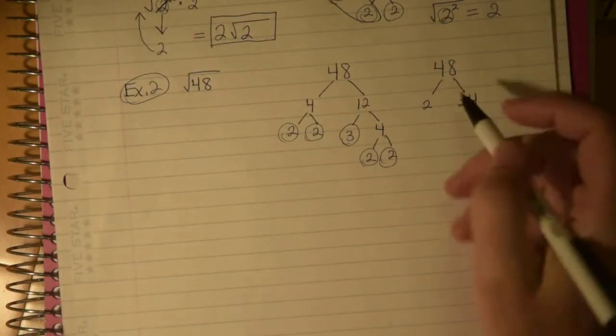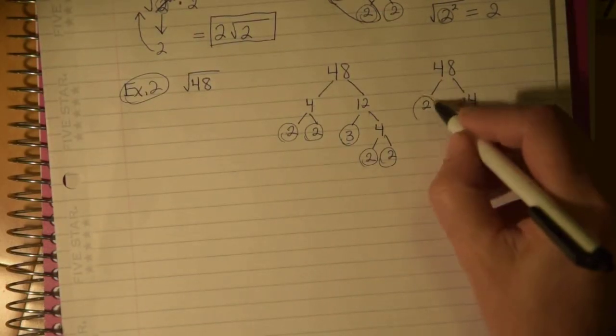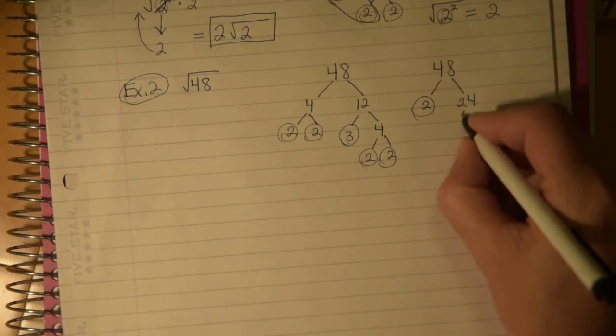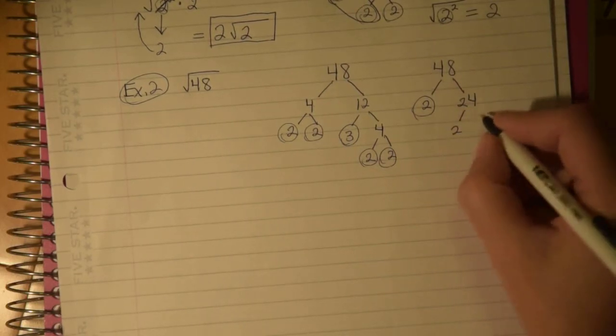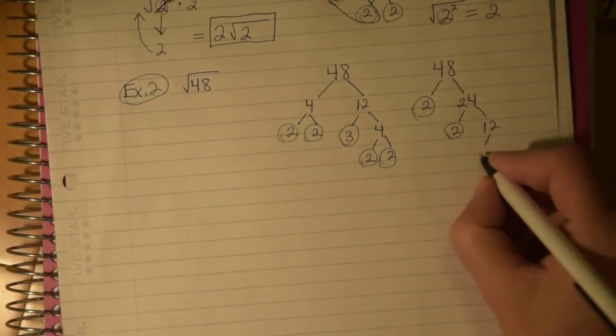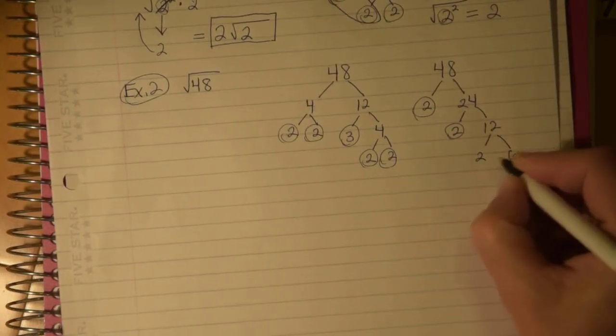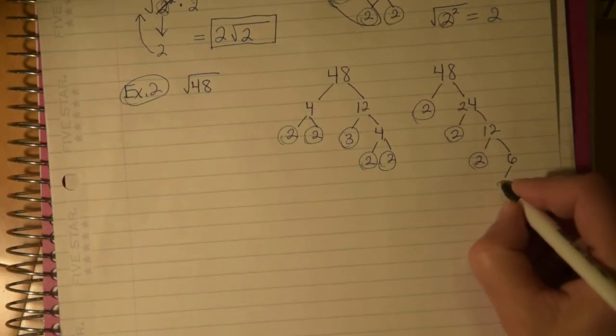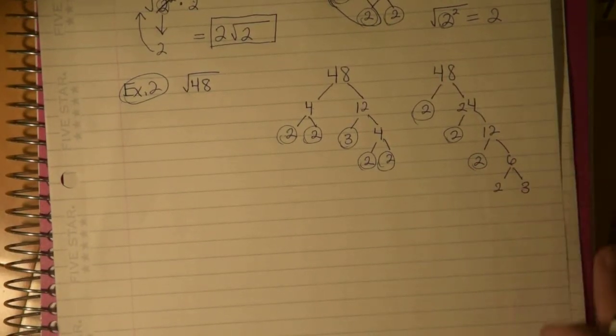Now, if you want to see how the other one looks, the 2 is prime here. 24, I can divide that by 2 and I get 12. 2's prime. I can keep dividing by 2 and I get 6, and I can divide that by 2, and I get 3.